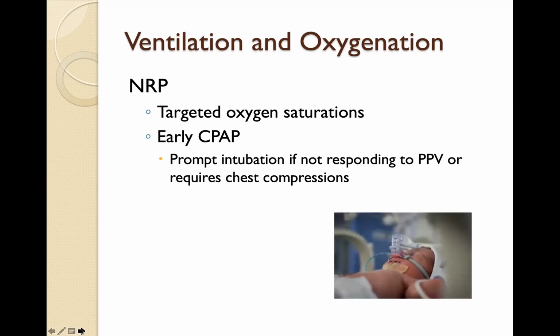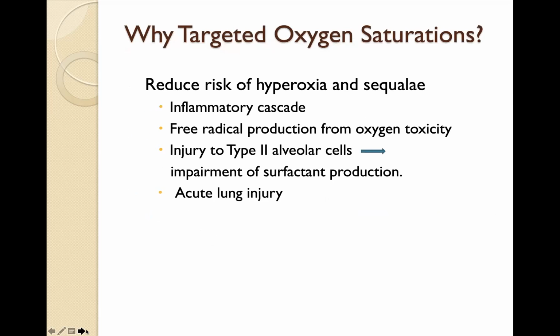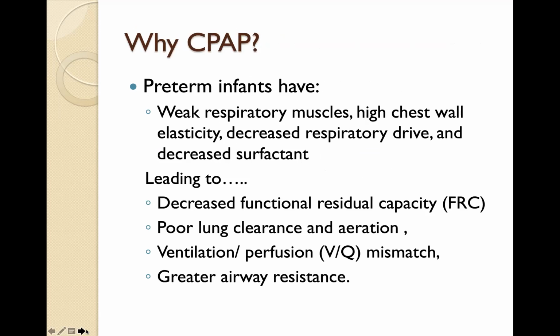Interestingly enough, I want to go back to the delayed cord clamping. For the new edition, this 8th edition for NRP, they're changing the 4 questions. And one of the 4 questions now is going to be, what is the plan for cord clamping? Why are we targeting oxygen saturations? We want to obviously reduce the risk of hyperoxia and the sequelae, which can trigger inflammatory cascade and then free radical production from oxygen toxicity. That leads to injury to our type 2 alveolar cells, which leads to impairment of surfactant production and therefore acute lung injury.